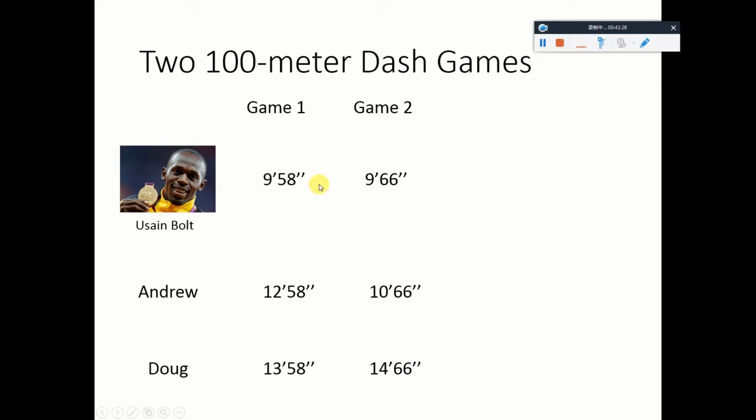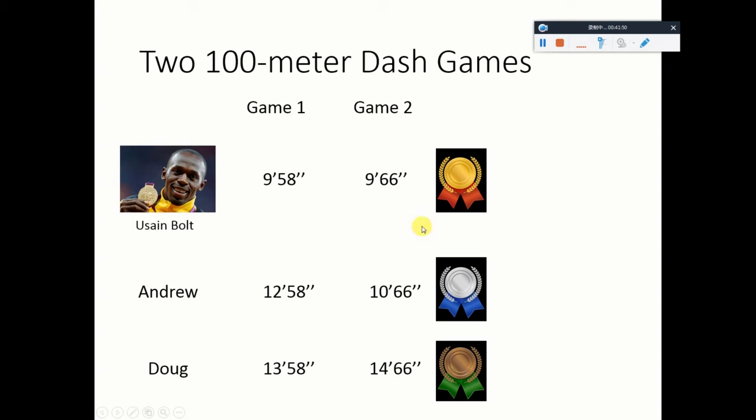Regardless, though, the difference between the two performances for each person, 9.55 to 9.66, 12.59 to 10.66, 13.58 to 14.66, regardless of these minor differences, we still will have Mr. Bolt as the gold medal winner, Andrew the silver medal winner, and Doug the bronze medal winner.